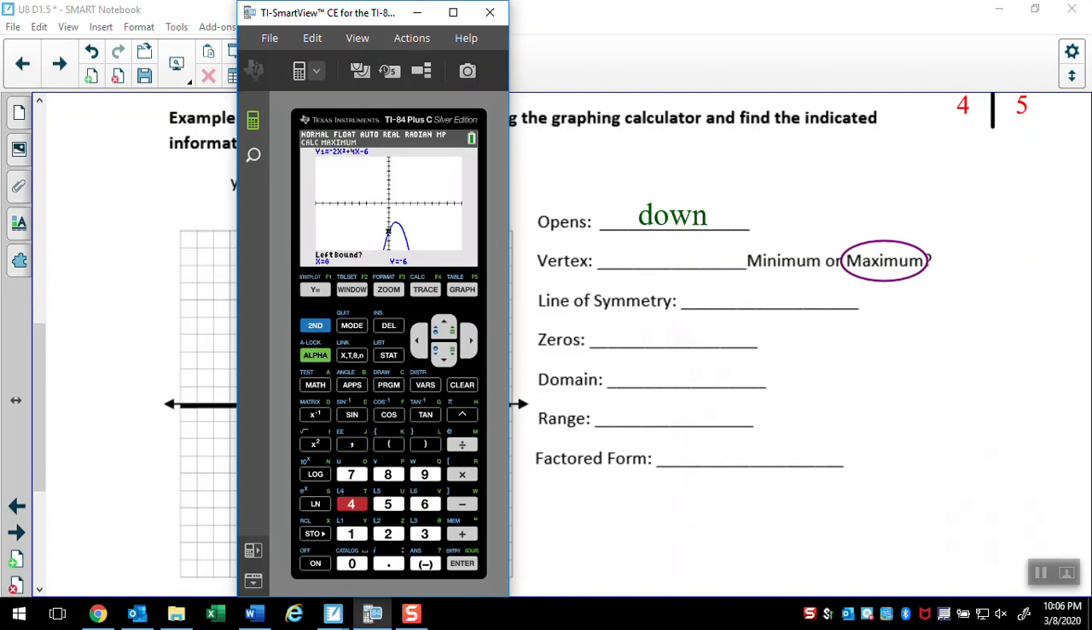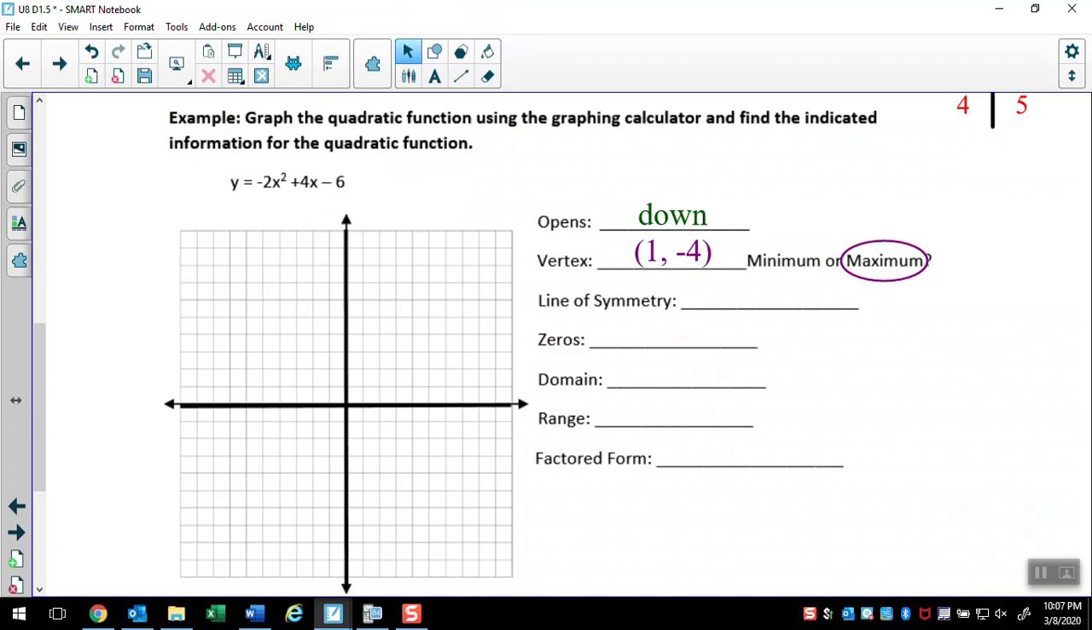So I'm going to do the same thing, left bound, so I want to be on the left side of my vertex. So right now my cursor is on the left side. I'm going to hit enter. Now it wants me to get over to the right bound side, so I'm going to get over there, hit enter. I'm going to hit enter one more time, and now we get this, and we're all going to be slightly off depending on where exactly you put those cursors. So mine is 0.99999, which really just rounds to 1. Okay, so my x is 1, my y is -4. So my vertex is (1, -4).